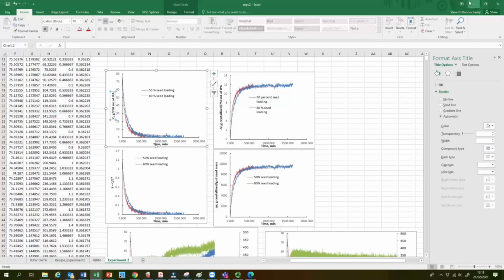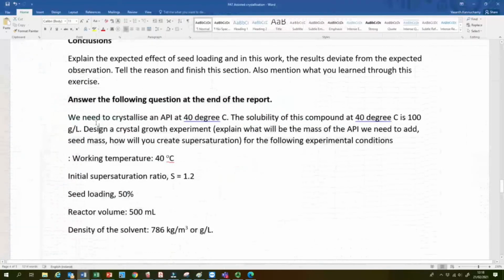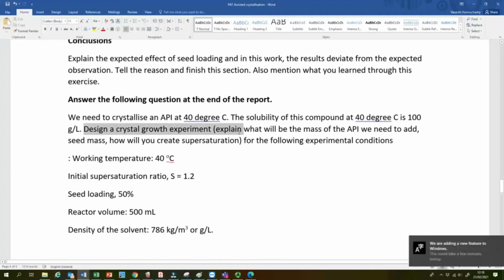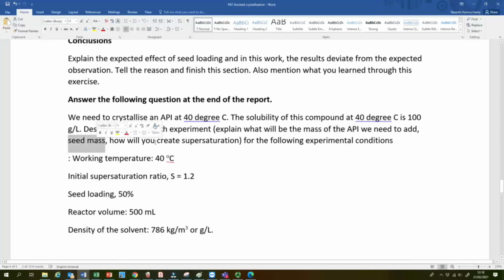Since I did everything by myself, try to answer this one question: we need to crystallize some compound at 40 degrees centigrade. We know the solubility of this compound is exactly 100 grams per liter, and then try to design a crystal growth experiment, like what will be the mass of API we need to add, or what will be the seed mass that we need to add, and how will you create a supersaturation.